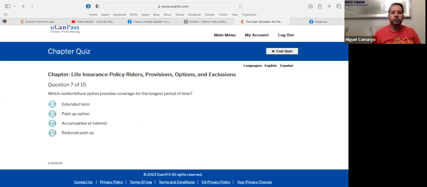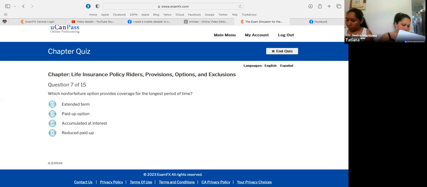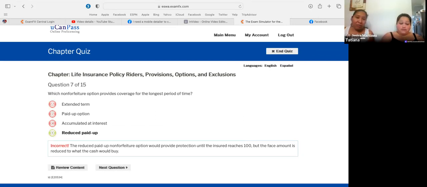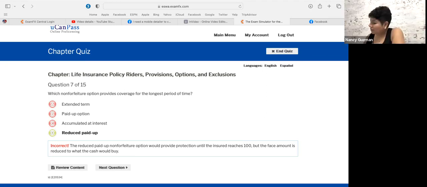All right. So which non-forfeiture option provides coverage for the longest period of time? Go back to your non-forfeiture options. Which one provides the longest period of time? Benefit A. Wonderful, great job. What were these payouts? Oh, bad job. Reduce payout.